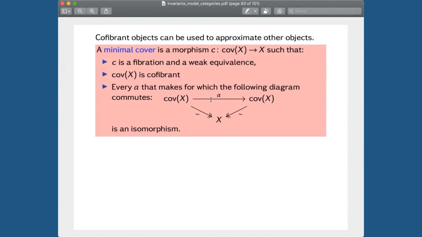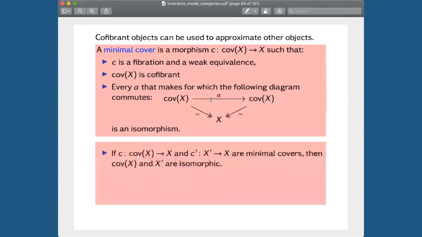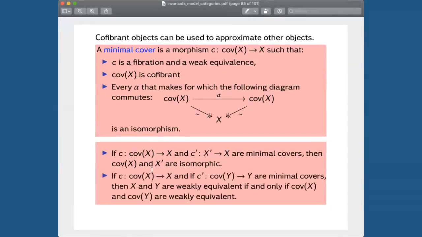For those people who thought a little about homological algebra, one realizes that minimal projective resolutions play a really significant role in many things. So minimal covers are a generalization of minimal projective resolutions. Here are some of their properties. Minimal covers are unique. If you have a minimal cover of X and another minimal cover of X, then they are isomorphic. So if a minimal cover exists, it's unique up to an isomorphism. Furthermore, they are homotopy invariant. If X and Y are weakly equivalent, then so are their minimal covers.